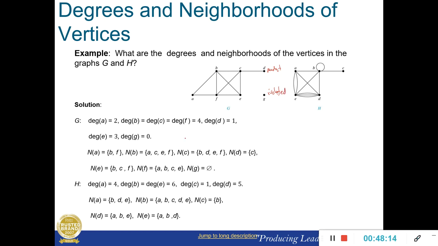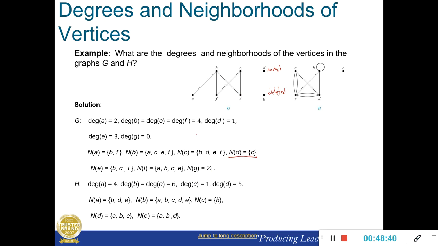Okay, the neighborhood of A is B and F. The neighborhood of B is A, C, F and E, and so on. The neighborhood of G is empty, null. The neighborhood of D is only C because this is a pendant vertex.